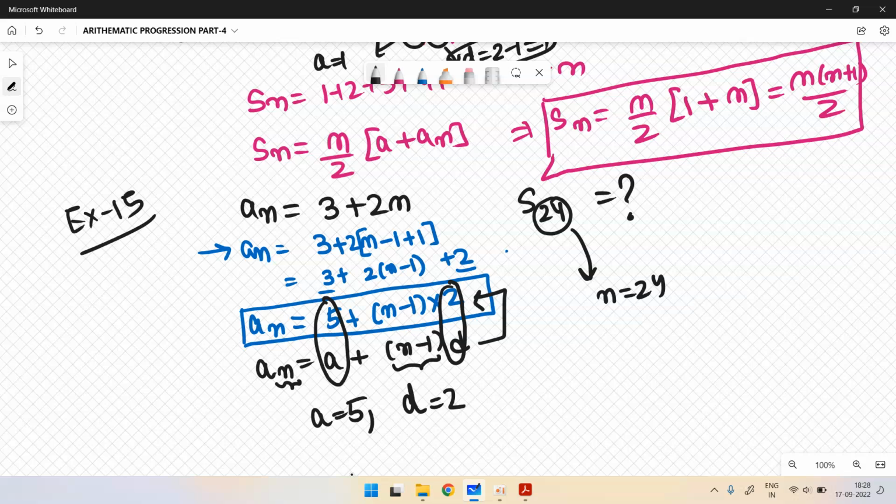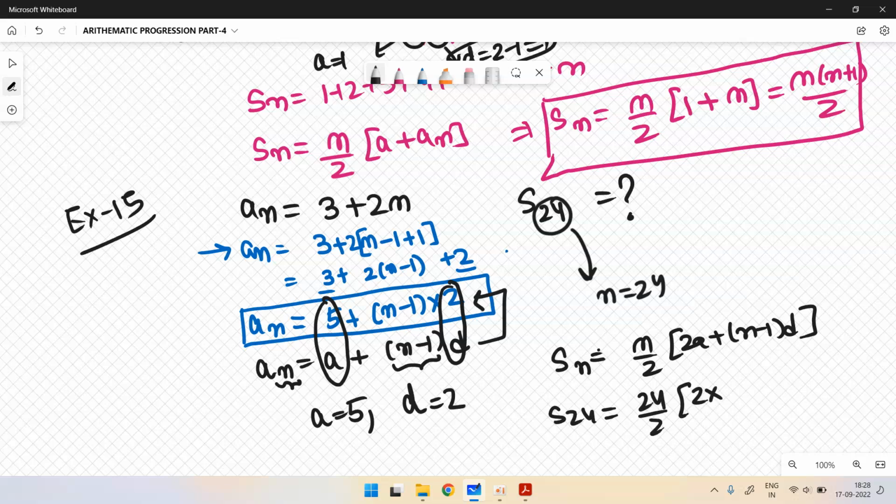So if you calculate the sum of n, S24, first of all you write S of n. The formula carries marks: S of n is n by 2 into 2a plus n minus 1 d. Now S of 24 is nothing but in place of n you write 24 by 2, in place of a you write 5, plus n minus 1, n is 24, so 24 minus 1 into d is 2.